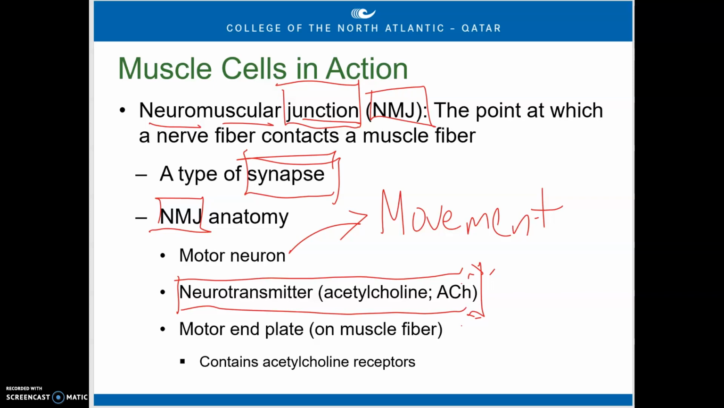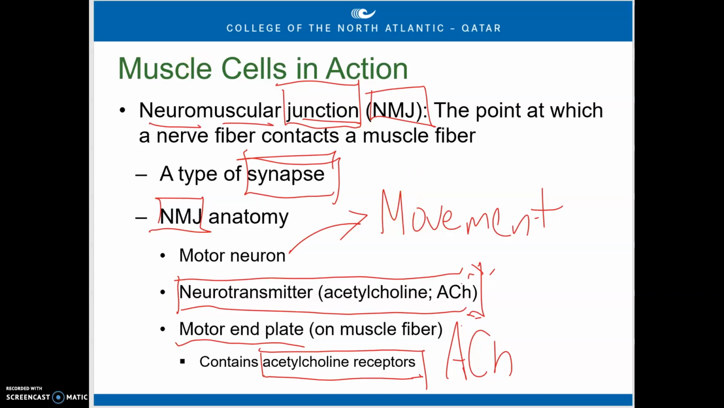And the next thing we need is a motor end plate. A motor end plate is a place on the muscle fiber, so it's basically the receptor for the neuron. It's where the neuron will make contact through the synapse. At that motor end plate, we're going to have receptors for that neurotransmitter. When we're talking about muscle contraction, we're talking about probably one of the most common neurotransmitters in the body, and that's called acetylcholine. It's so common that it's usually abbreviated as ACH. So whenever you see ACH, you're talking about acetylcholine, which is a neurotransmitter.